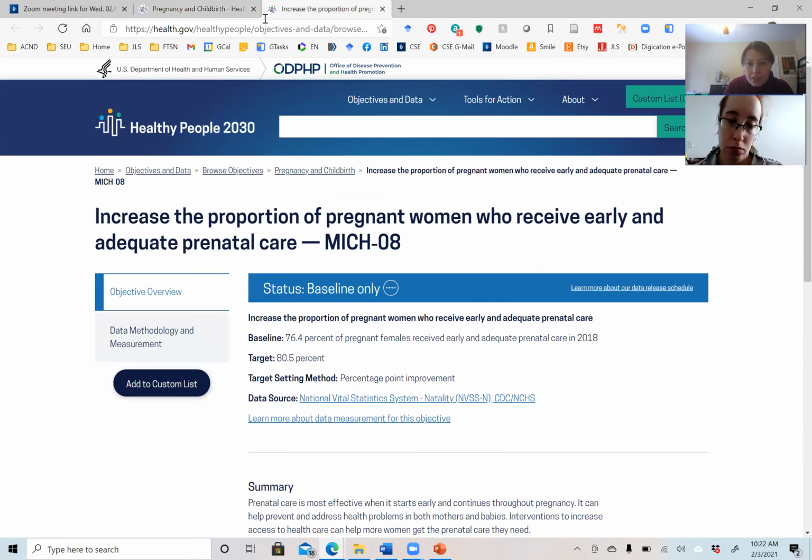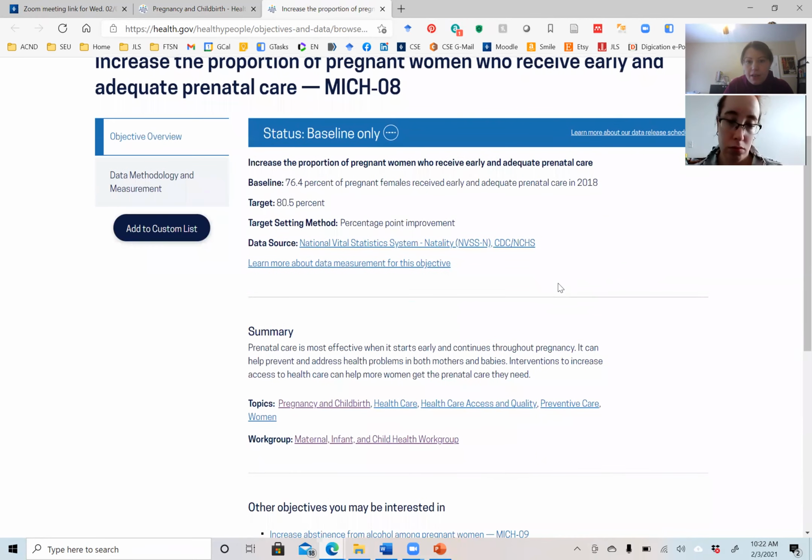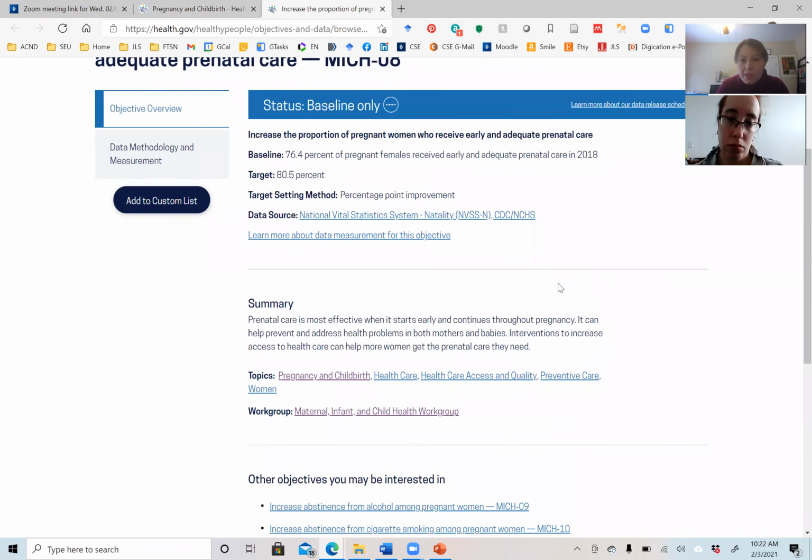Increasing the proportion of pregnant women who receive early and adequate prenatal care is important. 76.4% of pregnant females receive early and adequate prenatal care. The target is 80.5%. So almost 25% of pregnant females were not receiving early and adequate prenatal care, which is a huge problem because as we go through this, we're going to learn that a lot of the critical growth and development actually occurs in the first 12 weeks.